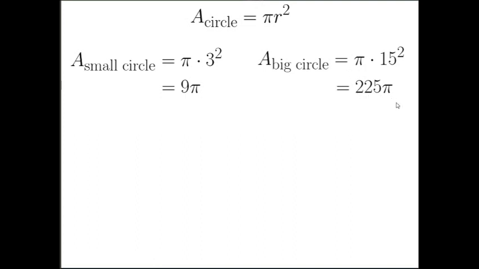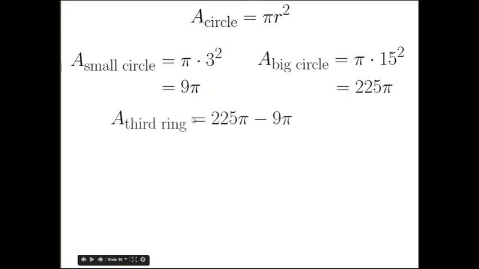So now to find the area of the region that we're looking for, we're going to take 225 pi and subtract 9 pi from that. And so that's going to be the area of the third ring. That's going to be equal to 225 pi minus 9 pi. And when I subtract those two, what I get is 216 pi, which when we multiply is going to be 710.